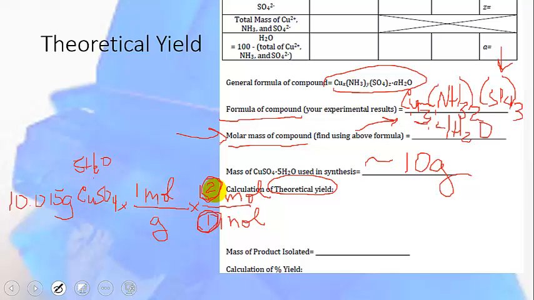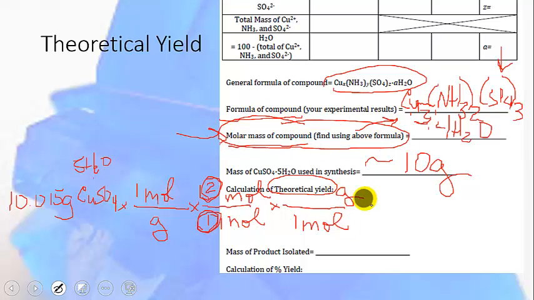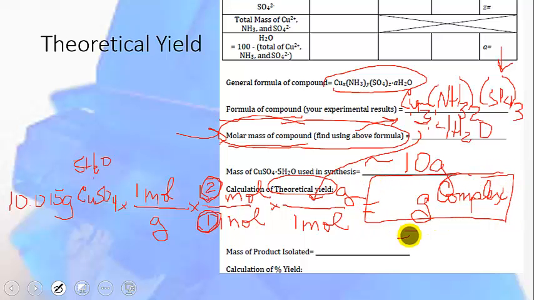So now you have moles of your compound, and then you can turn that into grams of your compound because you have your gram formula mass. So this amount of grams comes from here. Grams per mole of your compound. That gives you your grams of the complex, which is your theoretical yield. Mass of product isolated is your actual yield. Calculation of percent yield is then actual over theoretical times 100%.